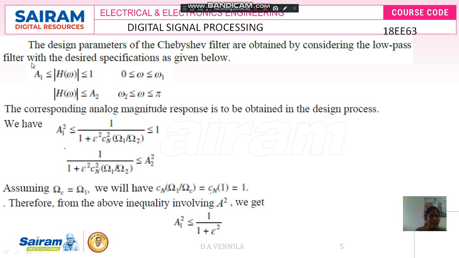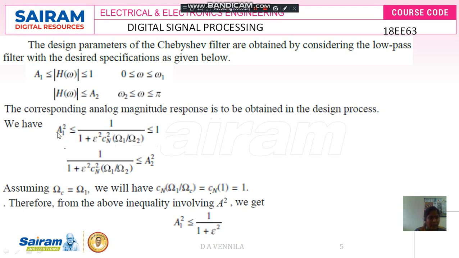And this A1, we know that it is a pass band frequency, and this A2 is your stop band frequency. This will be very important. From the given specification, you need to design the analog transfer function, and this omega 1 is the cutoff frequency of your gain A1, and omega 2 is the cutoff frequency of your gain A2.